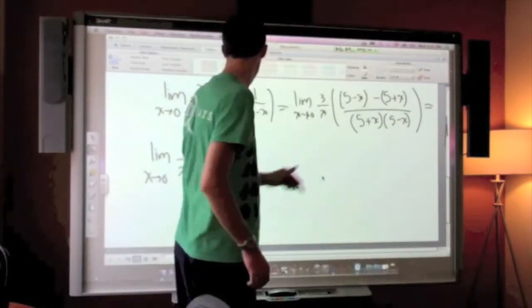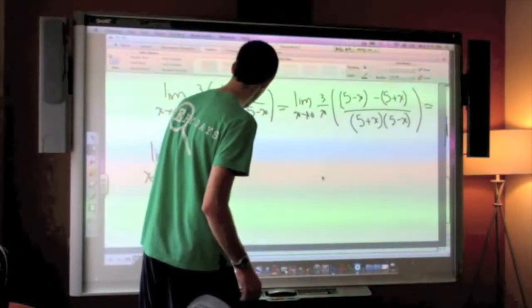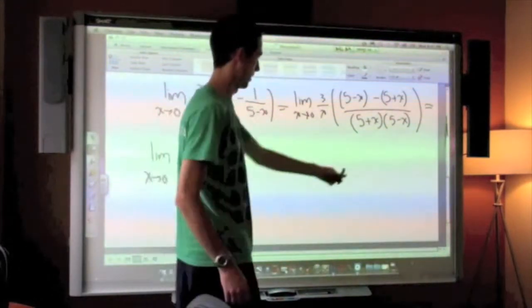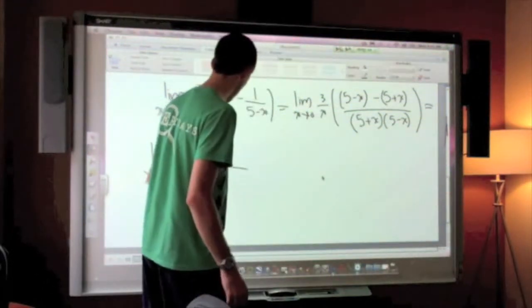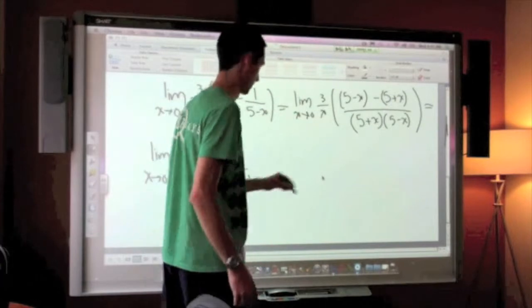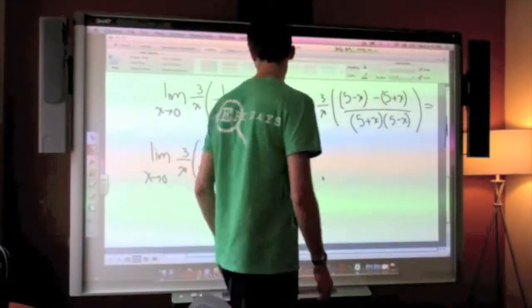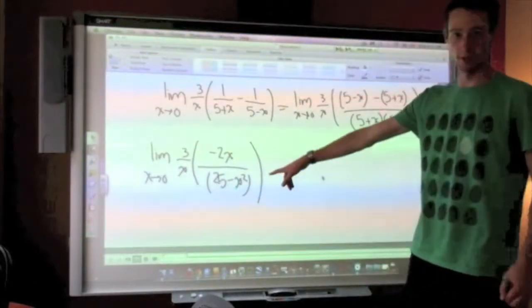So 5 minus 5 is going to be 0 there, negative x minus x to give you a negative 2x. And on the bottom, we multiply, we get 25 minus x squared, because our 5x terms cancel each other out. So this is what you're going to be left with.